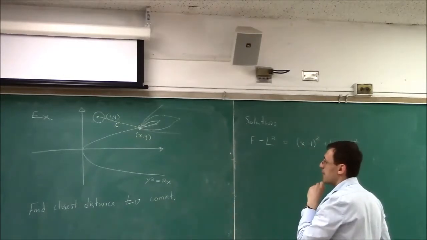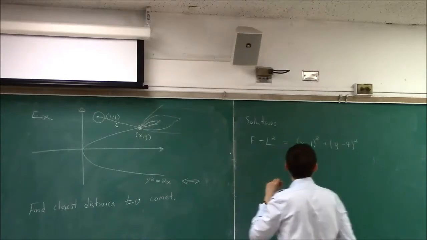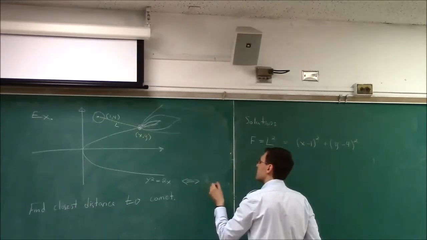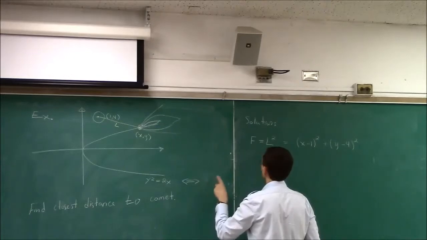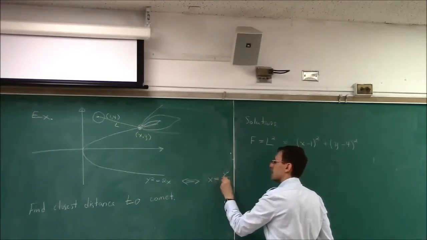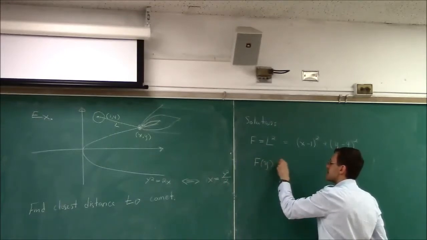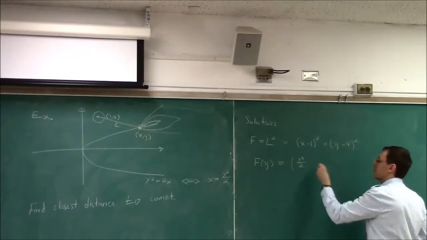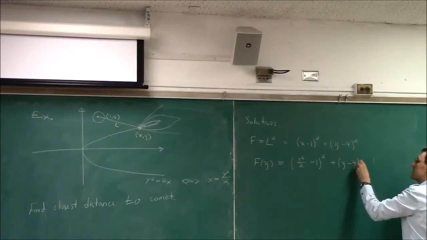So I can replace y by... so I can say that... well, actually, yes. Let's do it so that I don't have to take square roots. I'm going to say that x is equal to y squared over 2. Okay. So in this formula, I'm going to have it as a function of y. F of y is y squared over 2 minus 1 squared plus y minus 4 squared.